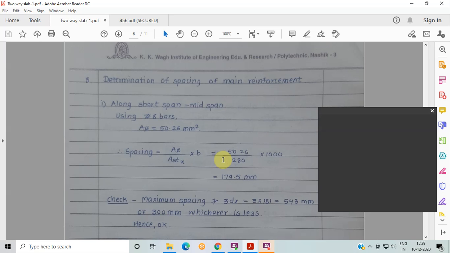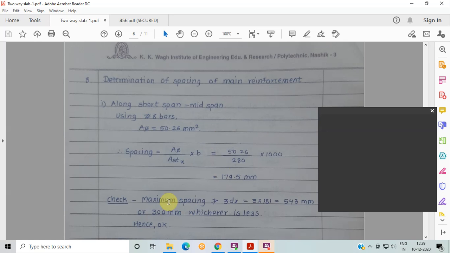So that's why this is 179.5 mm. One check is important here, and that check is given in IS code. That maximum spacing shall not be more than 3 times effective depth or 300 mm, whichever is less. Now dx is 181, so first value we are getting as 543 and second value is 300 mm. Whichever is less, that means 300 mm is less, but the spacing we are obtaining is less than 300, so we can use 179. So round it down to the lower side, we'll consider 170 mm. Hence here it is written provide 8 mm bars at 170 mm center to center.